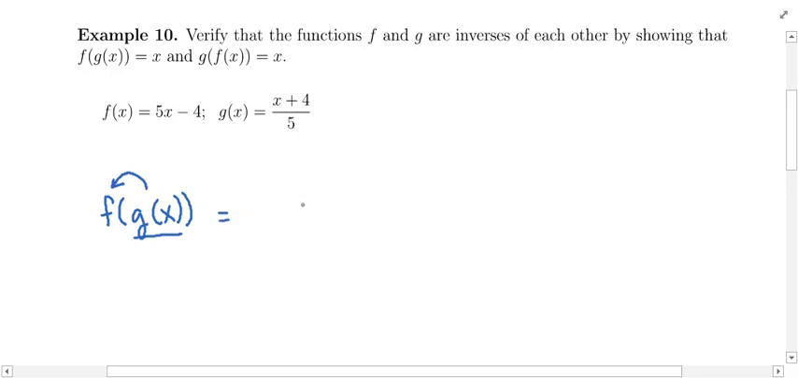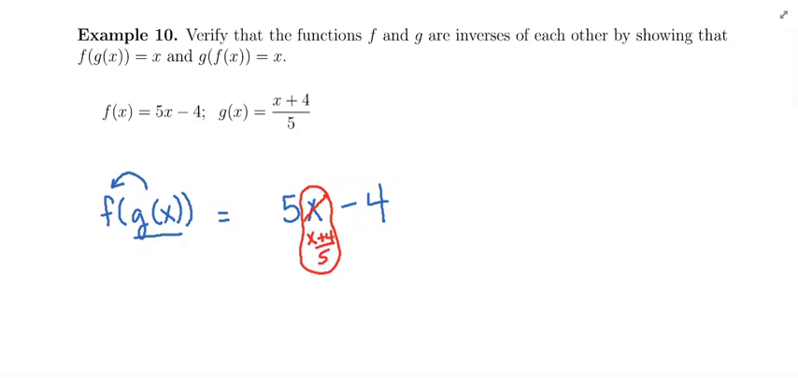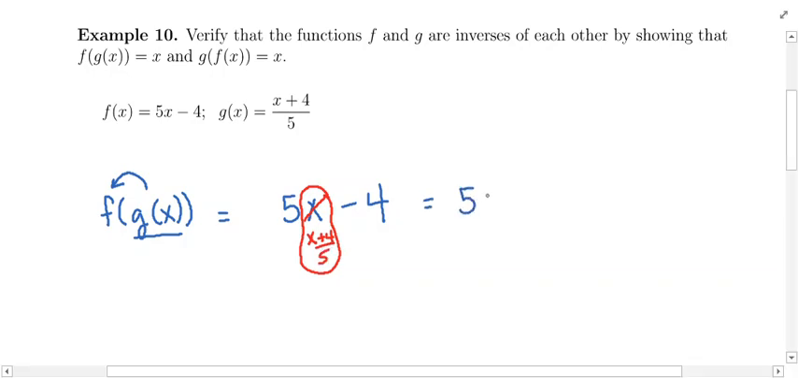Remember how I do this. I write down the outside function, which is f, so I'm going to write down 5x minus 4 because that's what I'm plugging into. Then everywhere I see an x, I'm going to circle my x and replace it with g of x, which is x plus 4 over 5. This gives me 5 times, and think of the circle as parentheses, the quantity x plus 4 all over 5, minus 4.